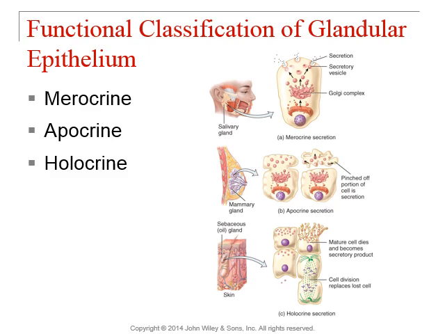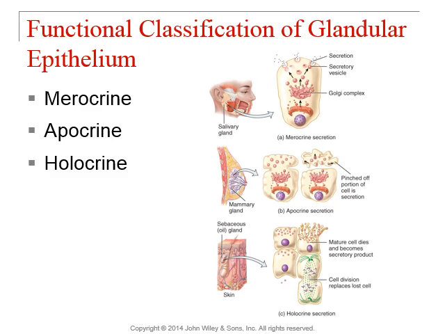Now we also look at different functions of glands. In this case, functional classification of glandular epithelium. We break them down into three types. There's merocrine, where very simply secretory vesicles will dump out their products in a secretion, such as the salivary gland. So in this case, it's dumping it out onto the free surface, in this case, the mouth.